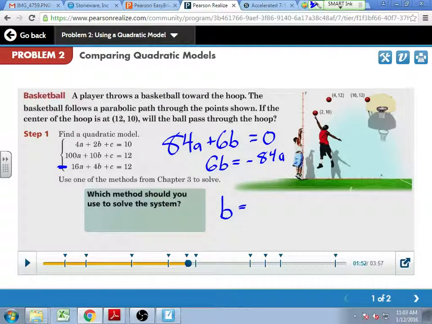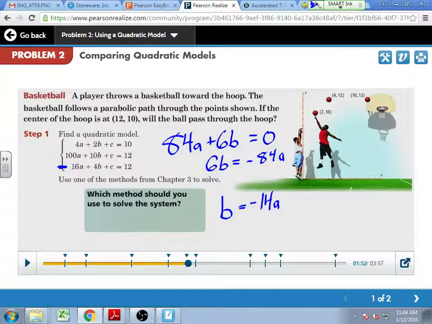Negative 84 divided by 6 would be 10 and another 24, so 14, I think. Yep, but negative. So b is negative 14a. I could plug that b into my original equation up there to solve for the a value.